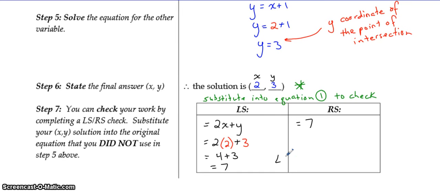So your left side of the equation equals the right side of your equation. Therefore, we know for sure that the point of intersection, you can use POI for short, is in fact 2, 3. So this step 7, you really only have to do if you want to check to see if your answer is right, or if the equation asks you to do a check. So if the equation asks you to check your answer, this is what it means.